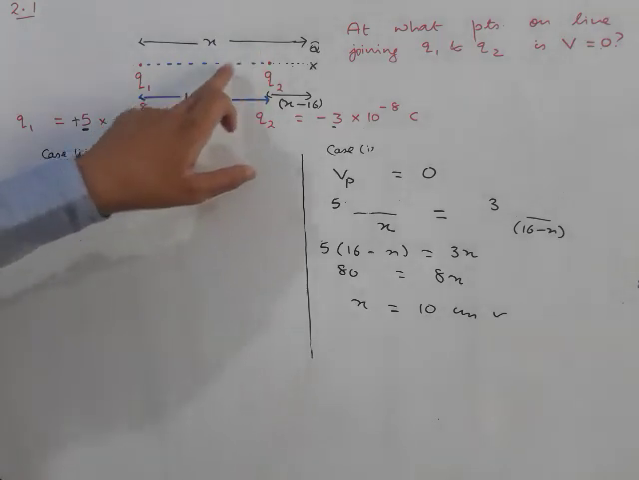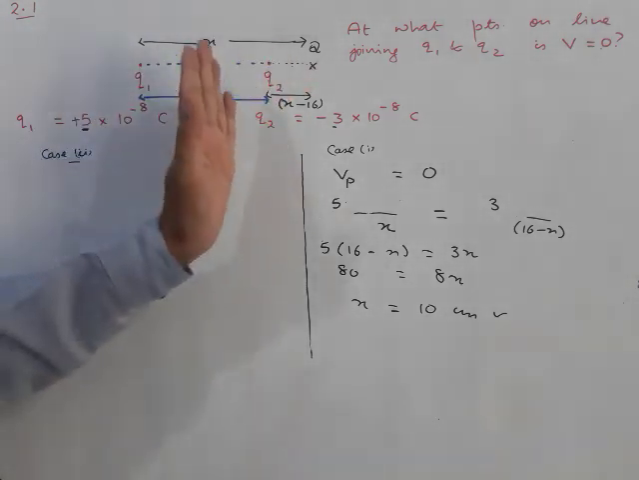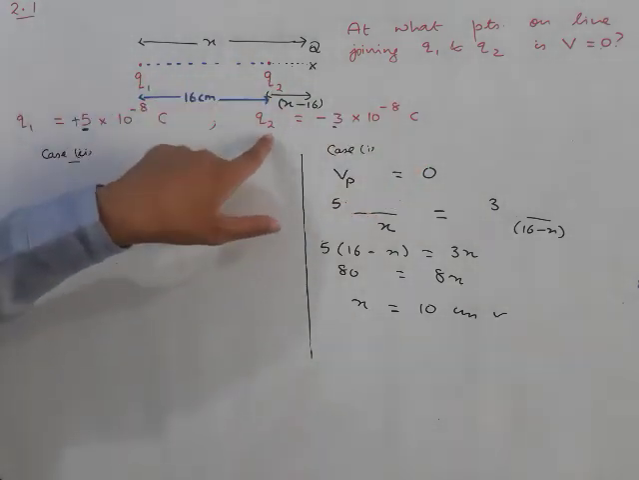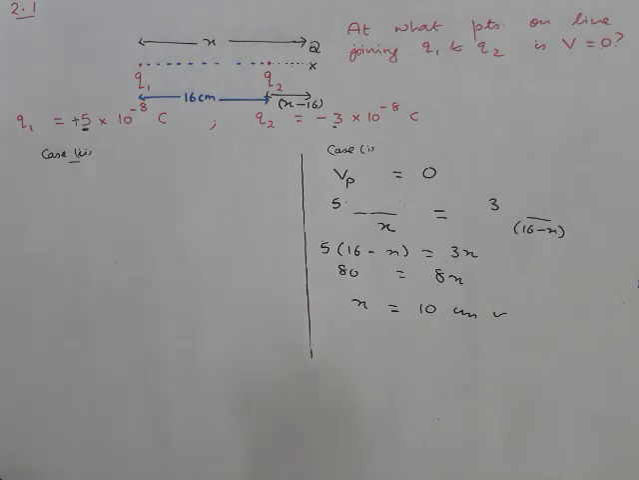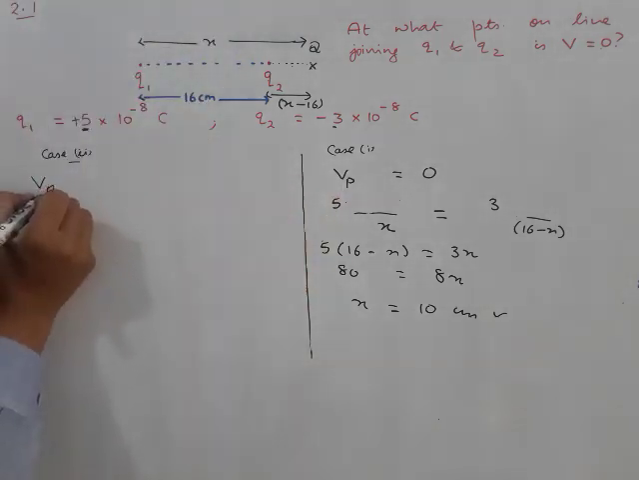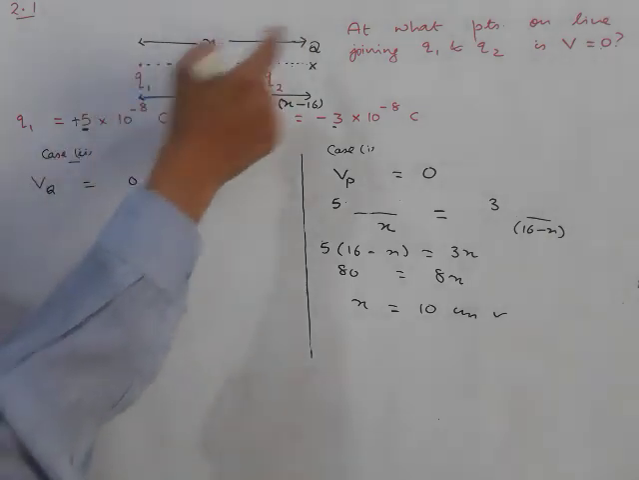So earlier we had chosen the point P in between Q1 and Q2. Now we are choosing the point to the right of that charge which has a smaller magnitude, that is Q2. So its distance from Q1 we have taken as x. Like we have explained here, a similar method you have to follow there. Potential at Q is 0.